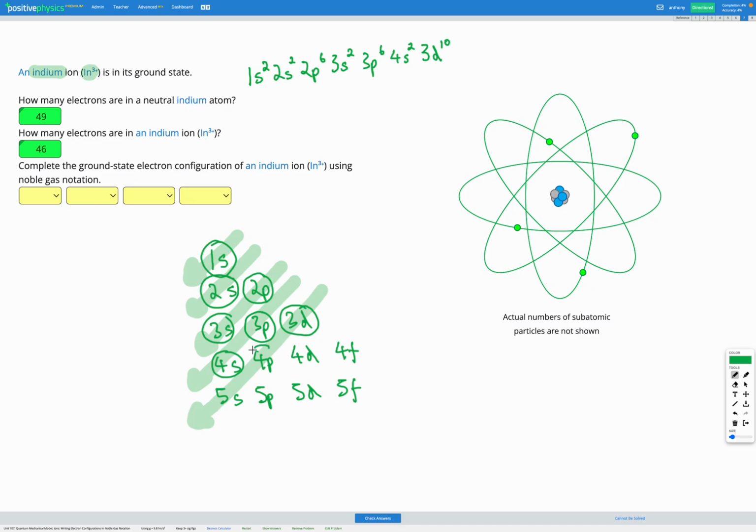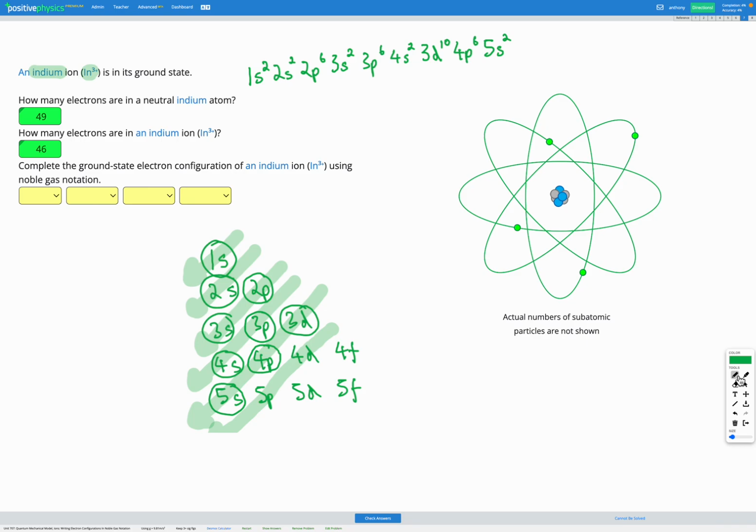After 3d, we've got 4p. That can fit up to 6 electrons. So that's 36 electrons so far. Next is the 5s to be filled. That's 38 electrons. Let's keep going with our arrows down here. So after we filled 5s, we're going to fill 4d, and then it would be the 5p next. So in 4d, we're going to have 10 electrons.